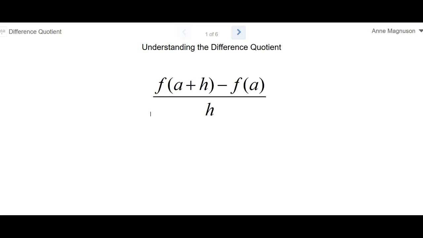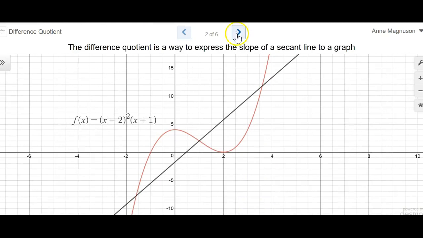The difference quotient is a specialized form of the slope formula for a function f of x. It gives us the slope of a secant line to the graph of a function f of x. Recall that the secant to a function is a line that touches a graph in two or more distinct places.